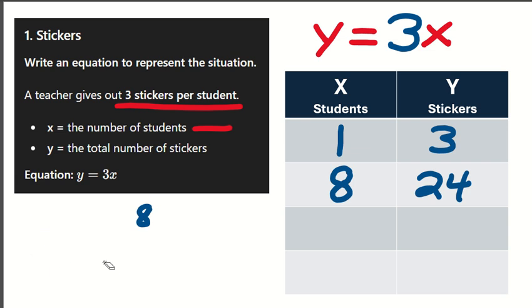But let's say I have a normal size class. I have 30 kids. So I'm going to say 30 students. That's much more realistic for me. One time I had 39, you guys. It was crazy.